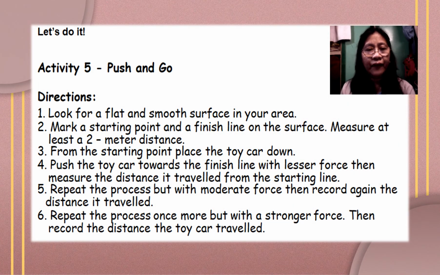For activity 5, push and go. Directions. Look for a flat and smooth surface in your area. Number 2, mark a starting point and a finish line on the surface. Measure at least a 2-meter distance. From the starting point, place the toy car down.